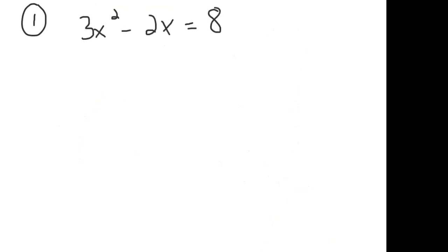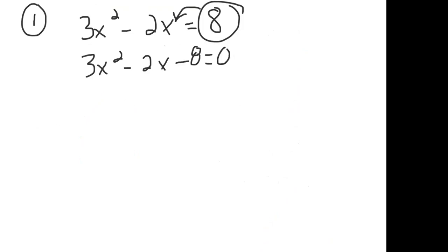Now, for this particular problem right here, the first step is to take that 8, move it over. Okay, take the 8, move it over. So it's going to become 3x squared minus 2x minus 8 equals 0. So now once you have your quadratic equal to 0, find your a value, your b value, and your c value. Be careful with the signs, guys. A is 3, b is negative 2, and c is negative 8.